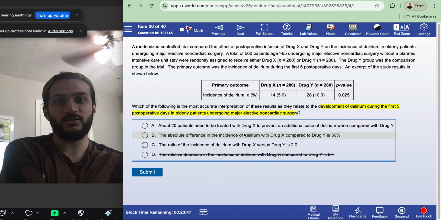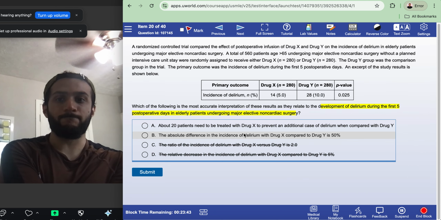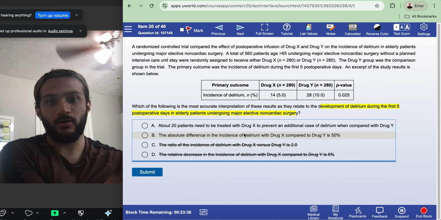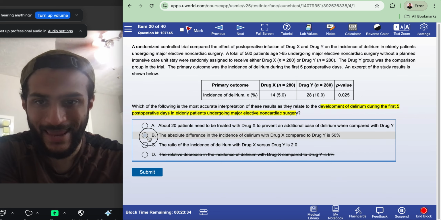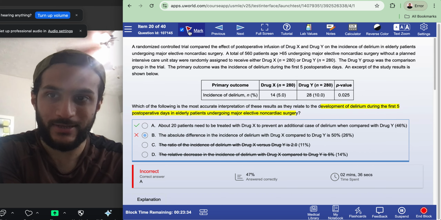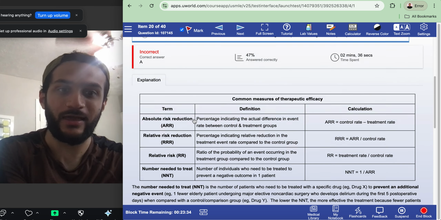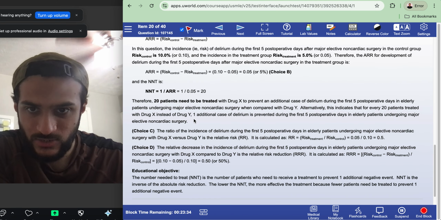Number needed to treat. I'm going to go with B. Could be A. I knew it. Had a feeling. Okay, why not B? Because we're thinking about B.